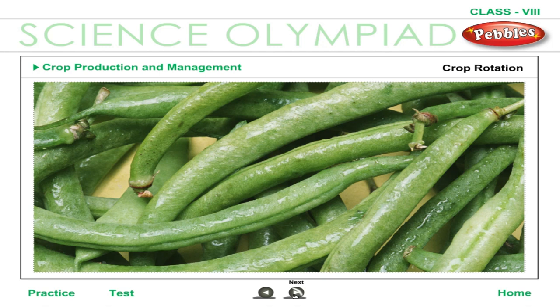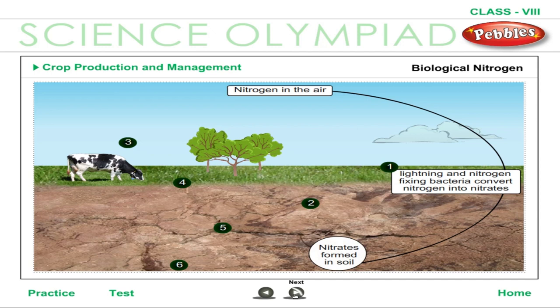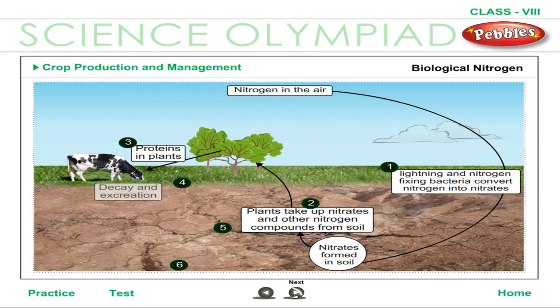Biological nitrogen. Nitrogen is an essential nutrient for life, as it is needed for the formation of many biological molecules such as amino acids, proteins, and nucleic acids. Nitrogen occurs in the atmosphere as nitrogen gas. Nitrogen is the most limiting nutrient for plant growth because most plants can only take up nitrogen in two forms, ammonium ion and nitrate ion.